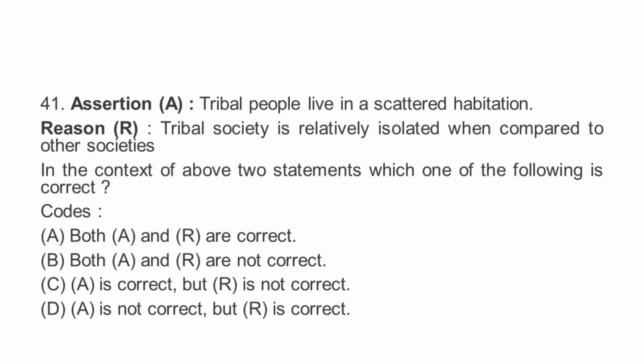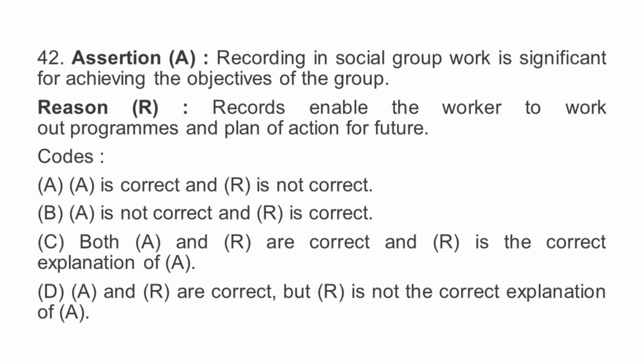Next one, assertion. Tribal people live in a scattered habitation. Reason, tribal society is relatively isolated when compared to other society. From the code, right answer is option A. Both assertion and reason are correct.